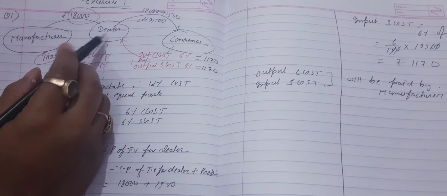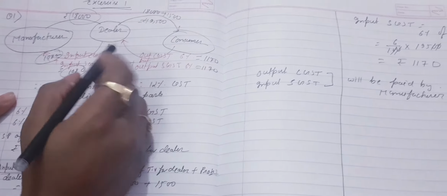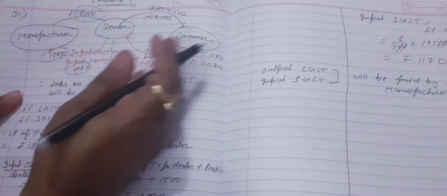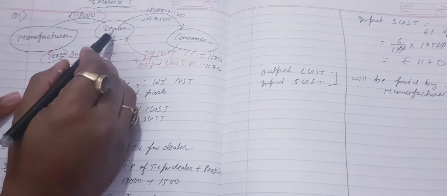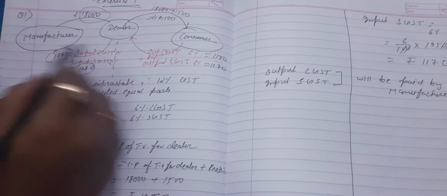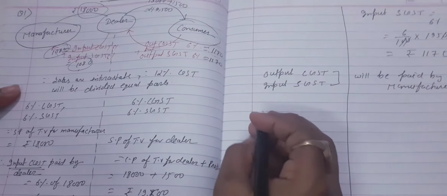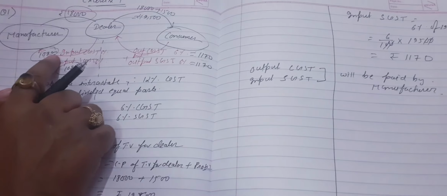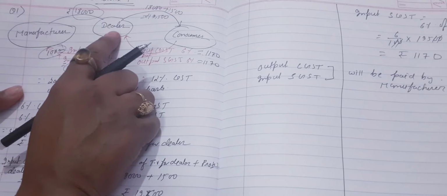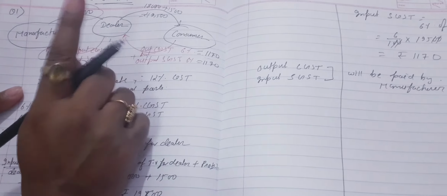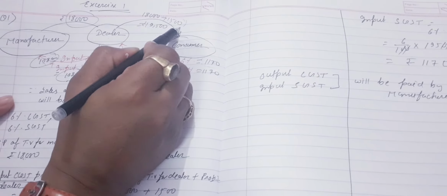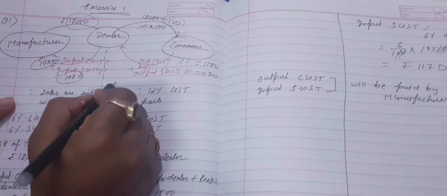So what is the burden as tax on the dealer? This minus this, because 1080 rupees he has already collected from the consumer, which was paid by him to the manufacturer. So what was the load on the dealer? We can say that 1170 minus 1080 means the dealer will pay only 90 rupees as tax. Why? Because his earning is only 1500 rupees, so he has to pay only 90 rupees. You got that?